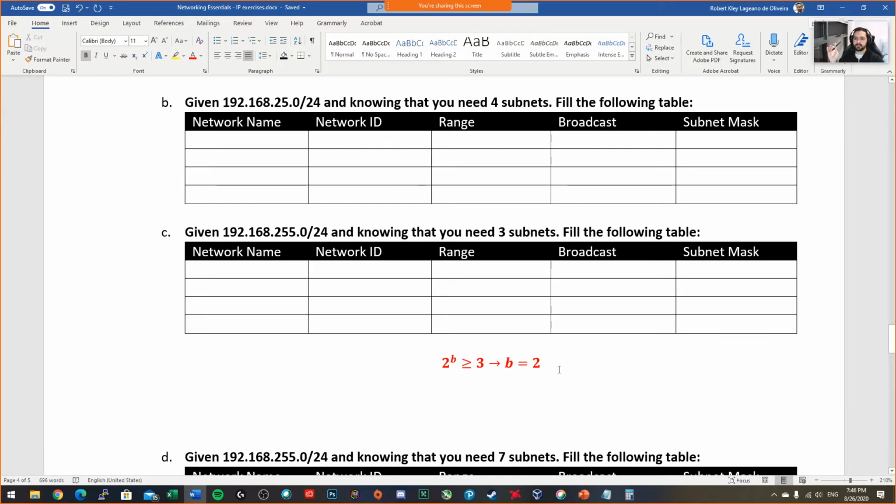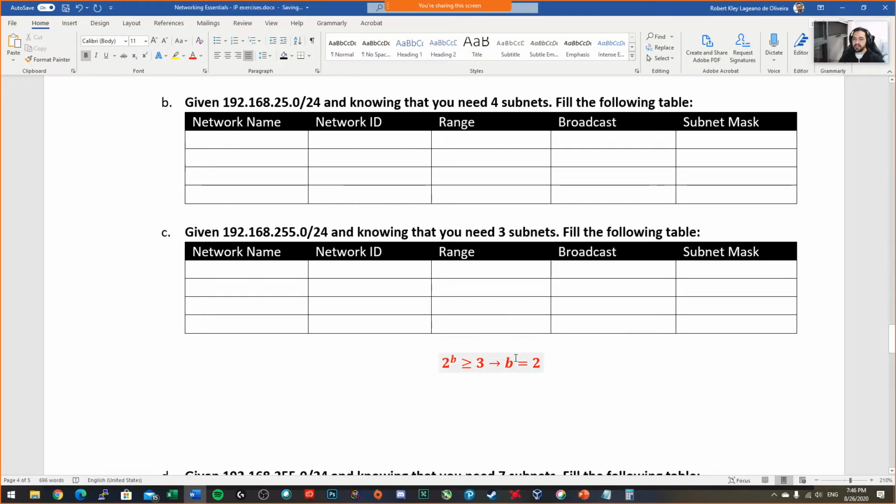Okay. So these 2 bits. With 2 bits, guys, what are the possible values that I can write down with 2 bits? 1s or zeros?